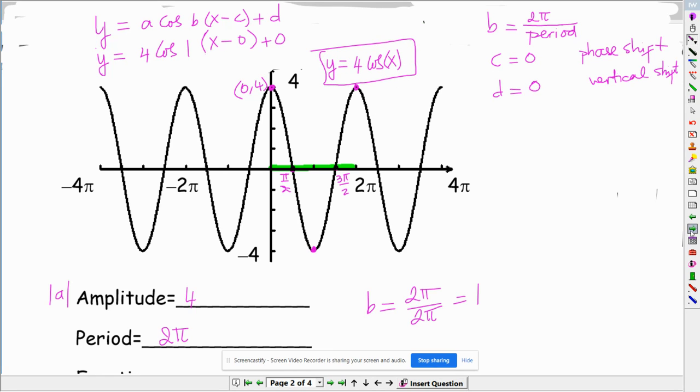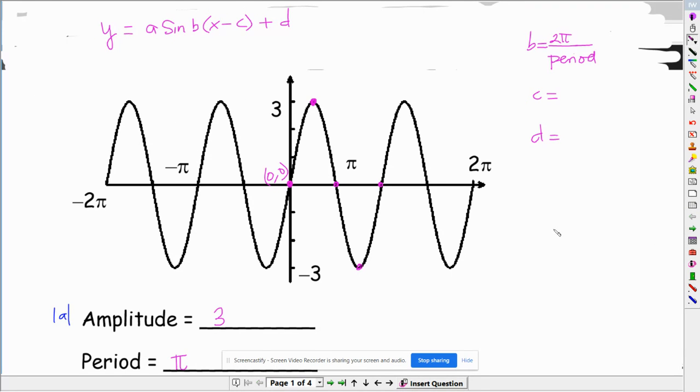Okay, now let's look at the next example. In this example, we look at this graph. Now this graph is completely different than the previous graph. This graph is a sine graph. Why? Because if you look at your five critical points, the first point starts at the point (0, 0). It goes to the y maximum, which is 3, and goes to 0 again, y equals 0, and the y minimum is -3, and then y equals 0. So you can see that these are our five critical points for the sine graph.